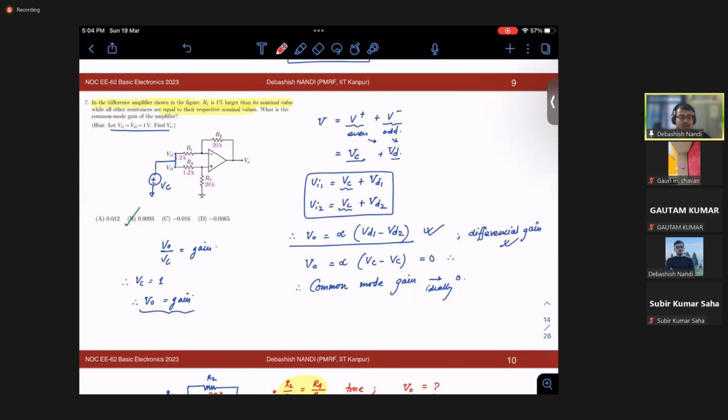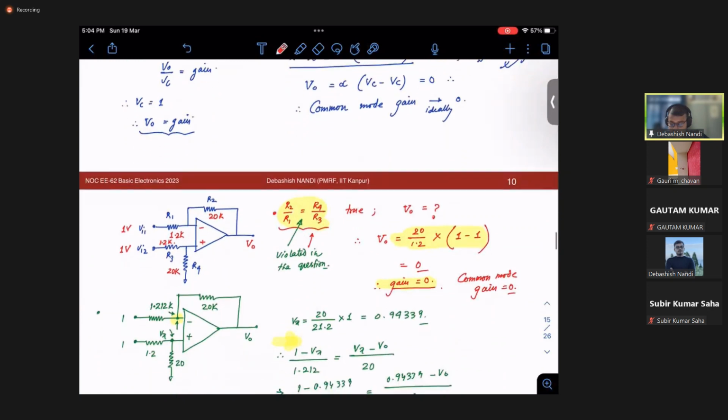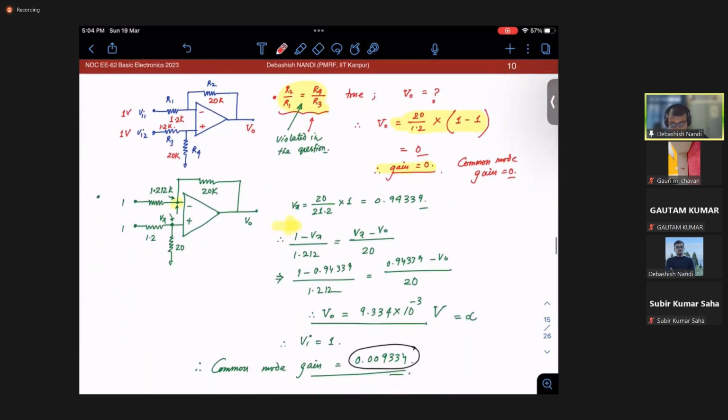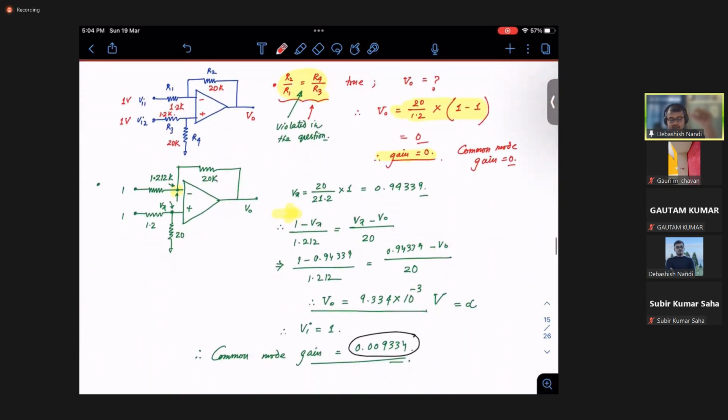So this is how we have discussed this. We have discussed why, for an ideal difference amplifier, if I apply a common mode signal, I should have a common mode gain of zero, or zero output, right? Then we have checked that if any of the resistances have tolerances, then I may not get ideal common mode rejection, or common mode gain zero.